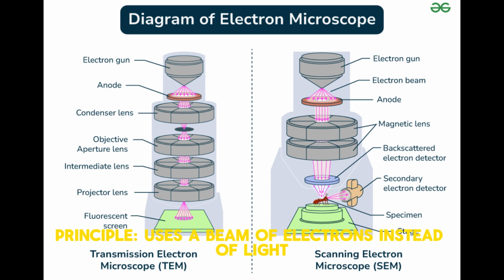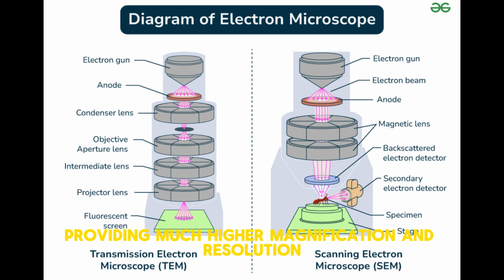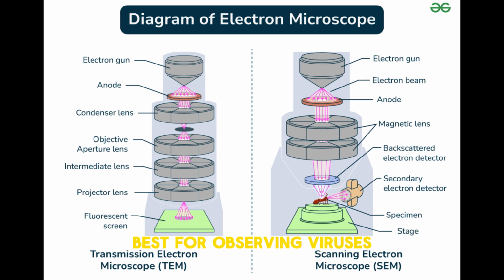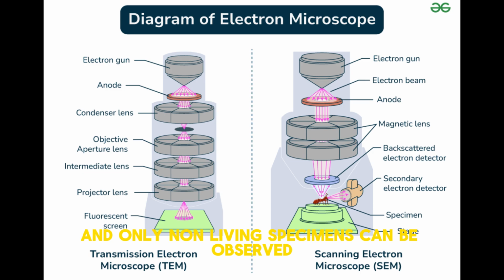Principle: uses a beam of electrons instead of light, providing much higher magnification and resolution. Best for observing viruses, cell ultrastructure, and nanomaterials. Limitations: expensive, requires extensive sample preparation, and only non-living specimens can be observed.